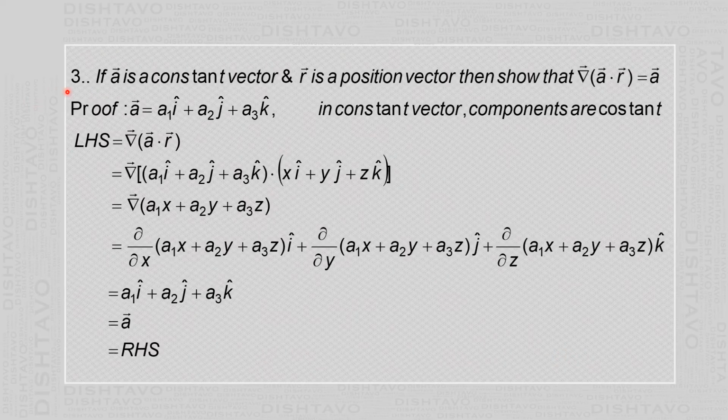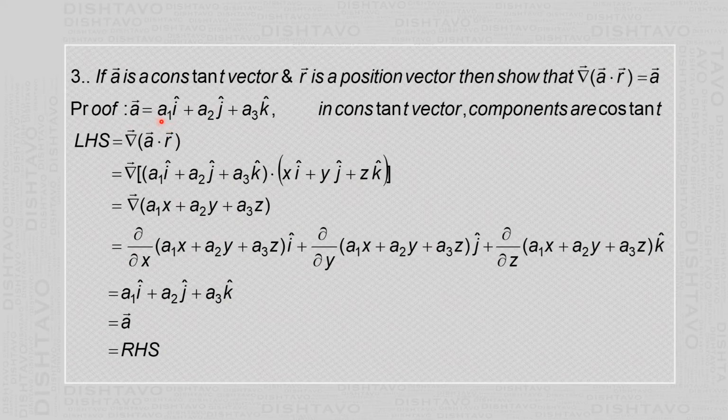The third identity which we are going to prove is ∇(A·R) = A. In words, it is the gradient of the dot product of vector A and vector R is equal to vector A. Now here, vector A is a constant vector. A constant vector means its components are constant. It does not contain x, y or z.